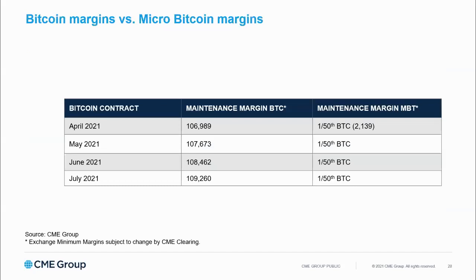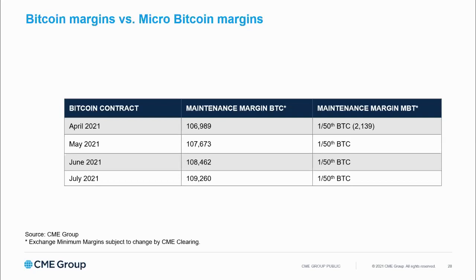Okay, so let's talk about the margin on these new micro Bitcoin contracts. When you look at the margin requirement on our large Bitcoin contract, when we put this together, the margin on our large contract was almost $107,000. So when you take 1/50th of that margin requirement, the margin on the micro Bitcoin contract would be around $2,000.